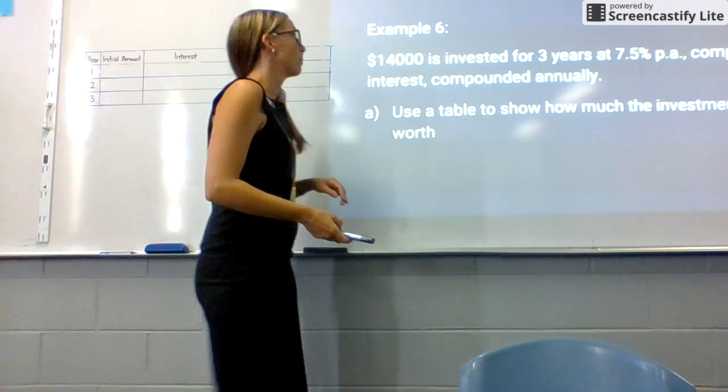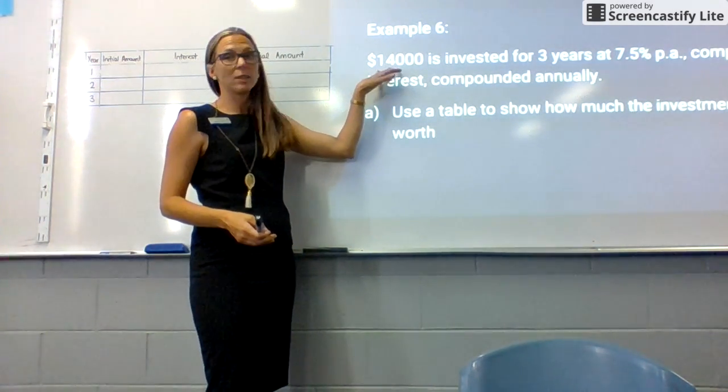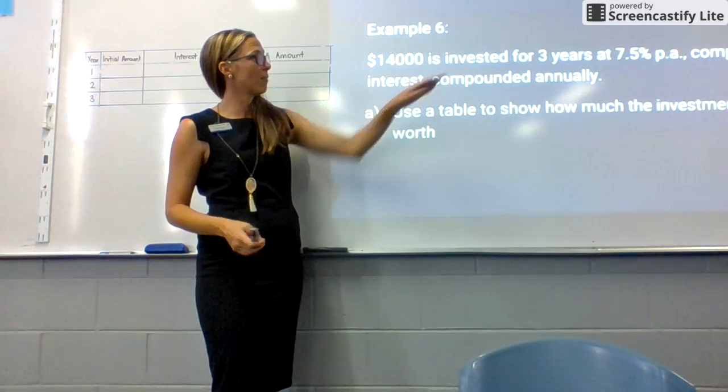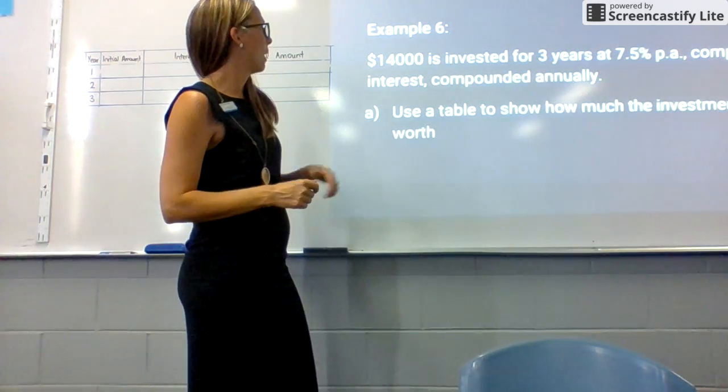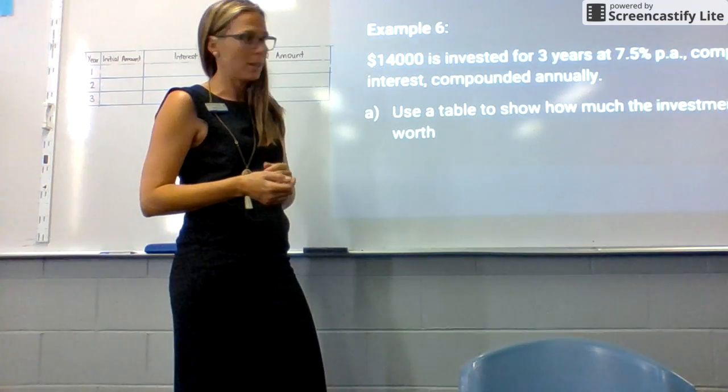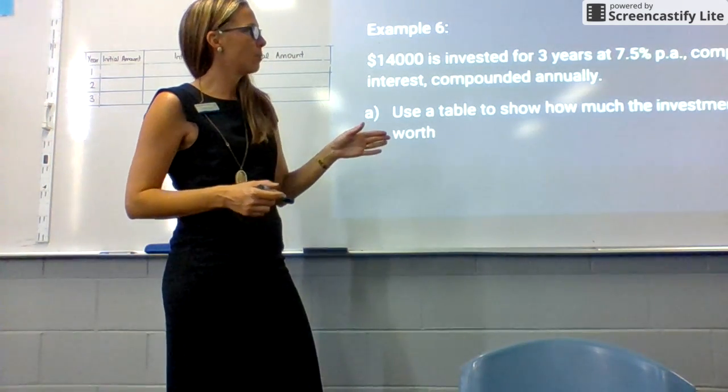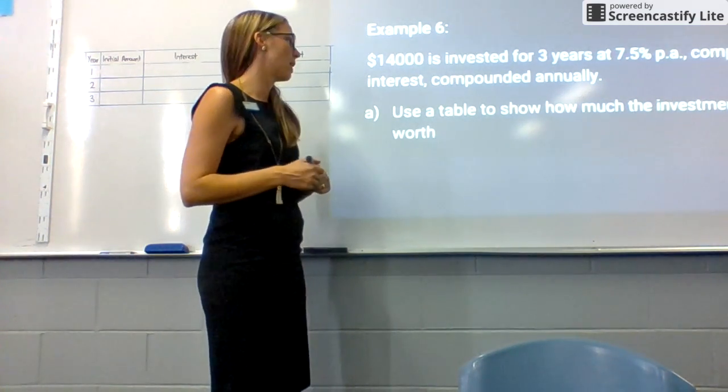So here we go, doing example 6. $14,000 is invested for 3 years at 7.5% per annum, compounded annually. Use a table to show how much the investment is now worth.